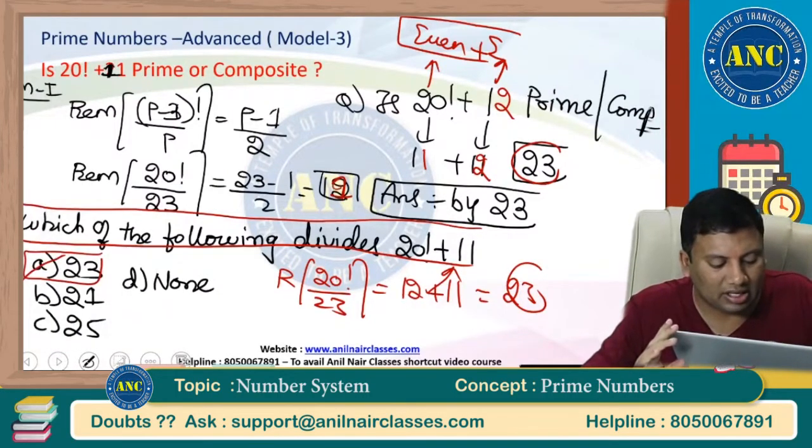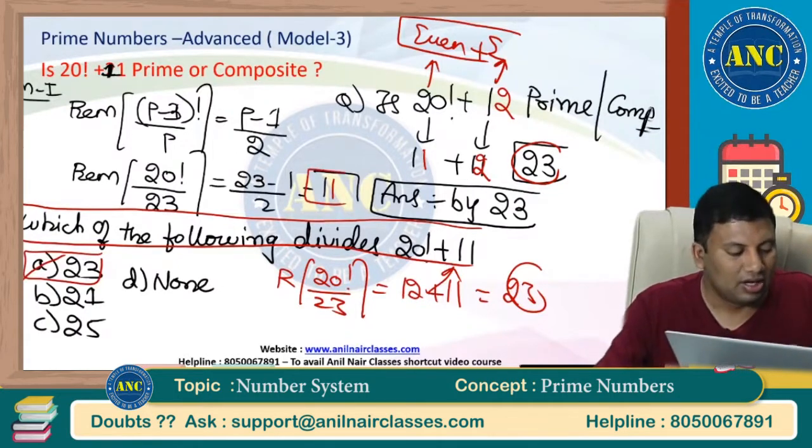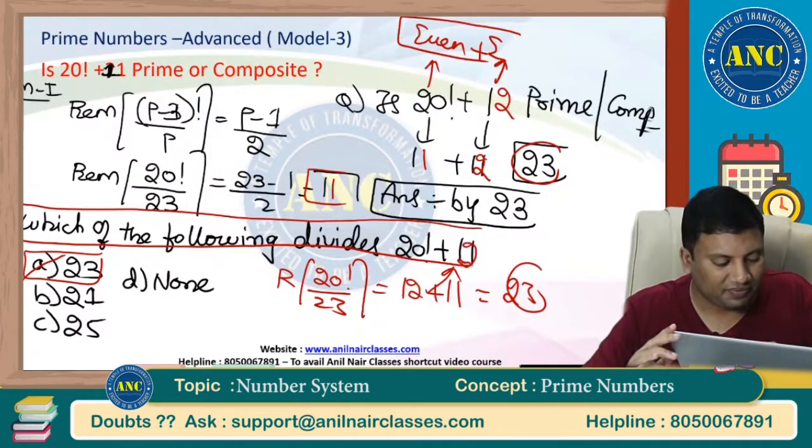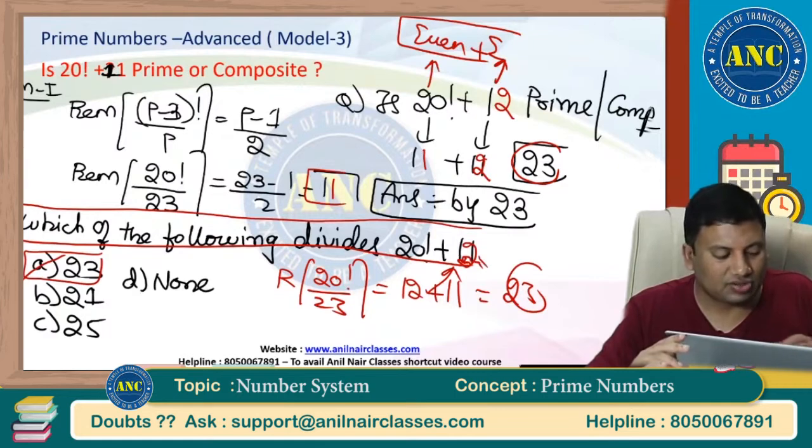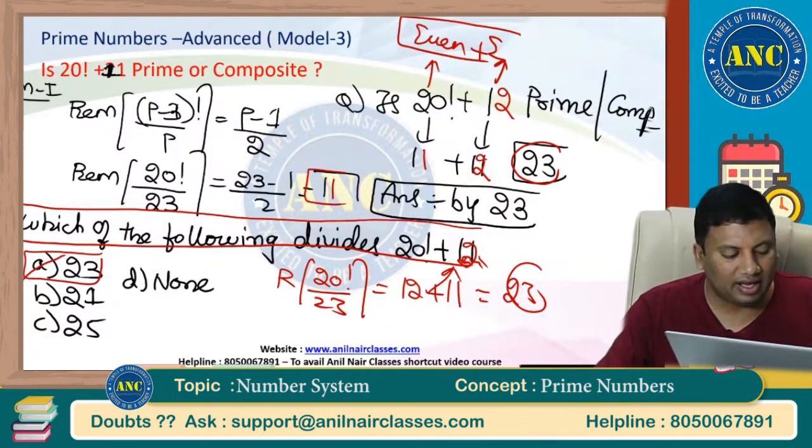So, he might ask you a prime number which is just greater than this number. 20 factorial plus 12, divided by 23, it is nothing but 11 plus 12, it is 23. So this could be one way of doing it.